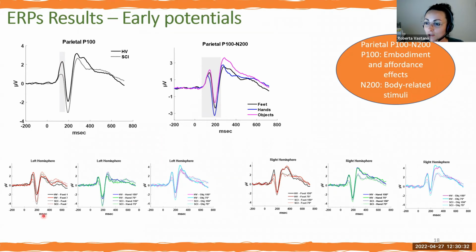And here below is just to show these effects across the hemispheres, so the left and the right hemisphere in both groups, SCI and controls, for the feet, hand, and object stimuli. We did not find a modulation of N200 between groups, although it seems almost to be there. I think we lose it because it seems not to be sensitive enough in the right hemisphere.